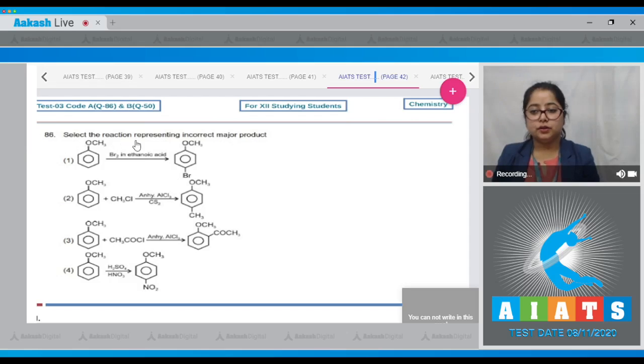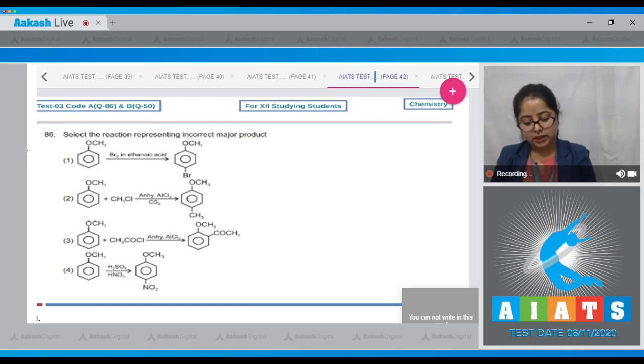Select the reaction representing incorrect major product. Students, in this question we are given some reactions of anisole and we have to identify which is an incorrect major product given. So let's start with option 1. Anisole when reacts with Br2 in ethanoic acid, para-bromoanisole is formed.